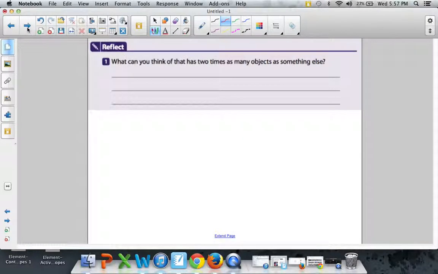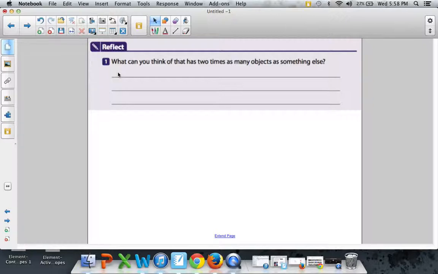Hooray for us. One more little question, and it's going to take a little bit of writing on your part. Oh no, writing! You should be getting used to this. Come on, we write in math, we write in science. You don't just write in English, you write in all subjects. What can you think of that has 2 times as many objects as something else?